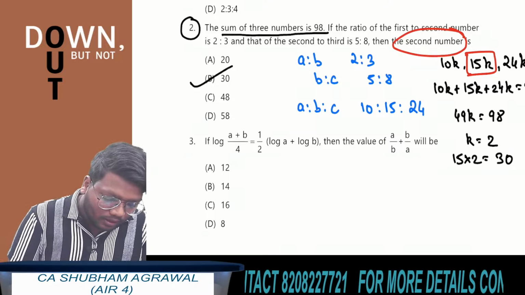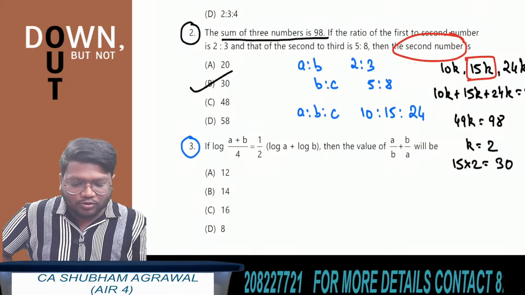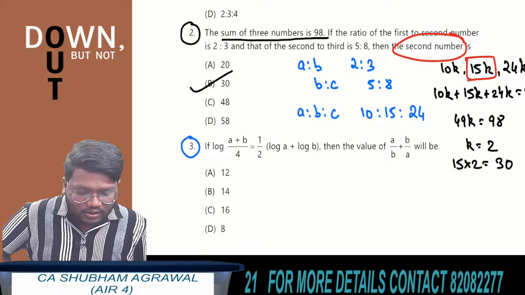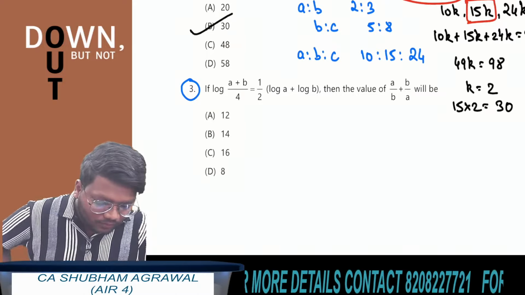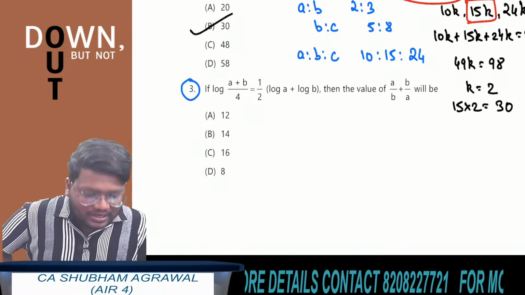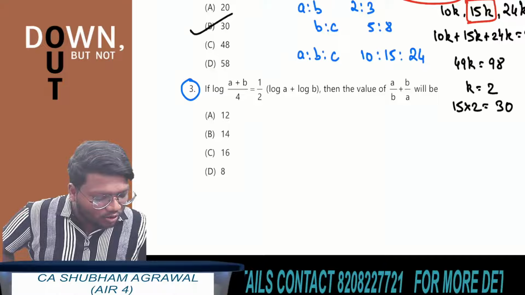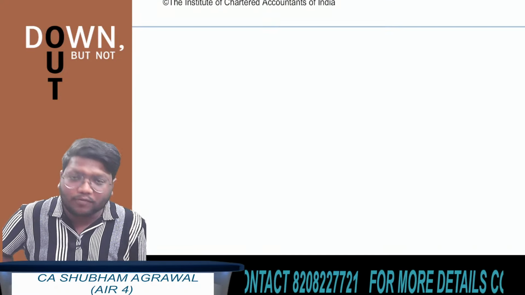Okay. Now see, this question number 3 is based on logarithm. The previous question which we solved was based on ratio and proportion. Now this question number 3 which we are solving is based on logarithm. Okay. Before starting with this question number 3, first we are quickly revising all the properties of logarithm.